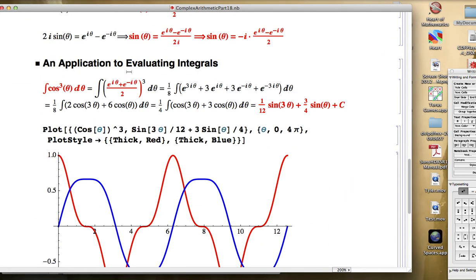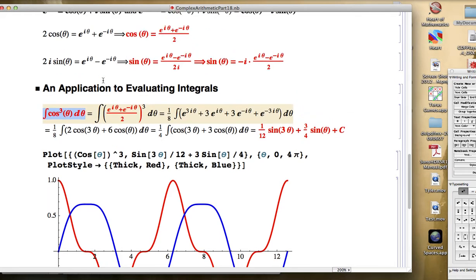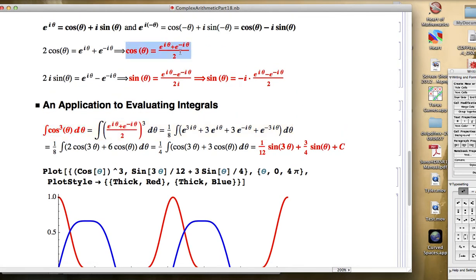We looked at trying to evaluate the integral of cosine cubed. And the trick: we use this exponential representation of the cosine function in terms of the imaginary unit i. We replace the cosine function with it. We cube that by taking the 1/2 and cubing it to become a 1/8 that we bring out here. And then using the binomial theorem to expand this expression, e to the i theta plus e to the negative i theta to the third power, using the binomial theorem to expand it like this.